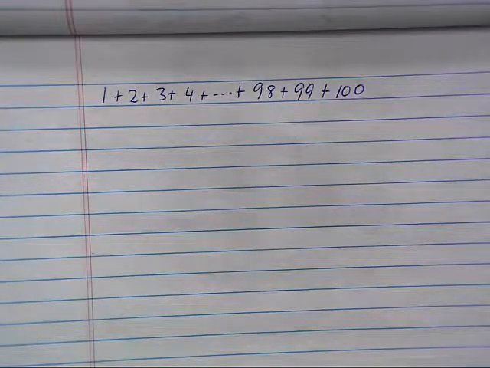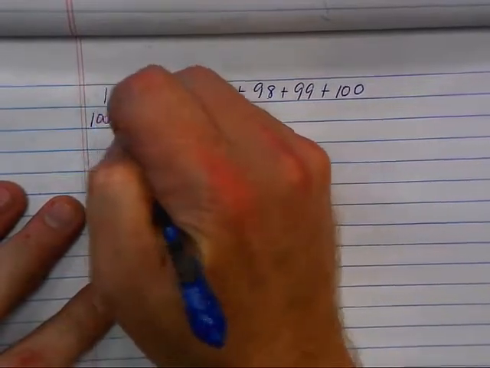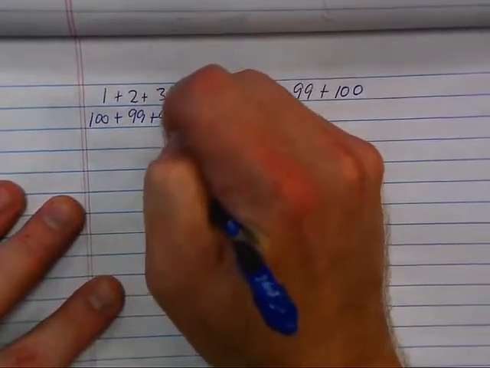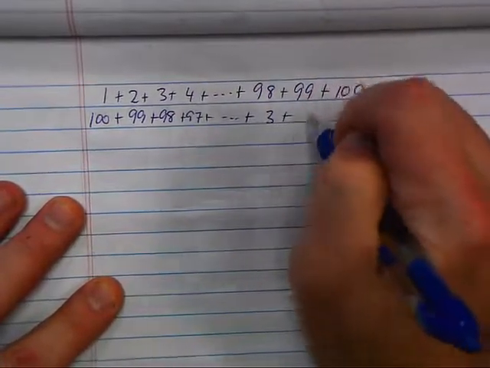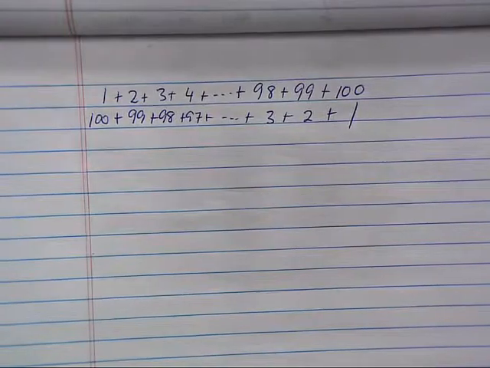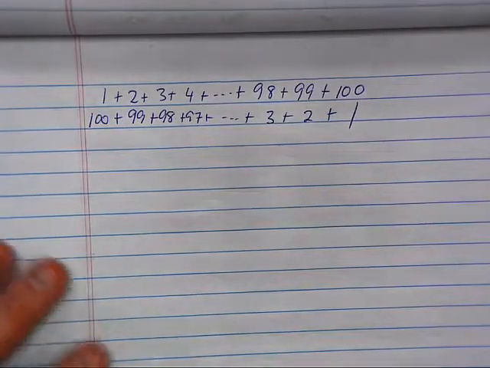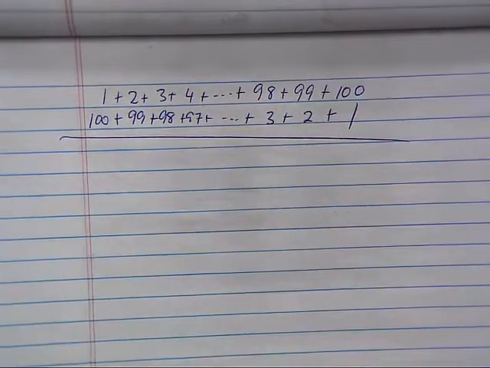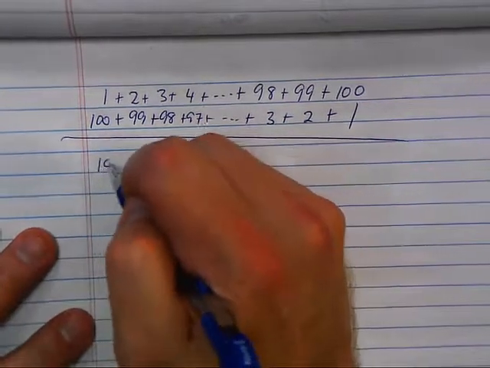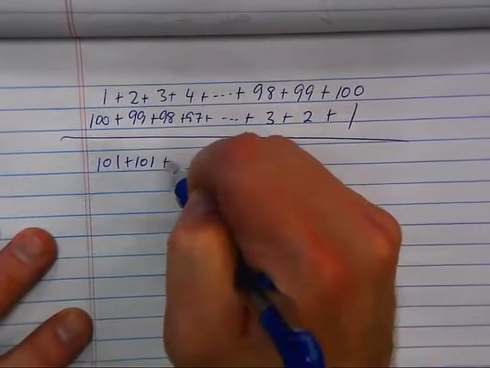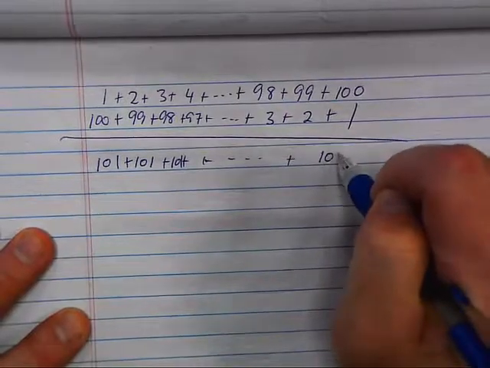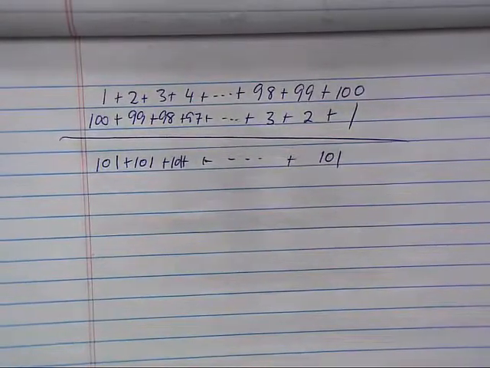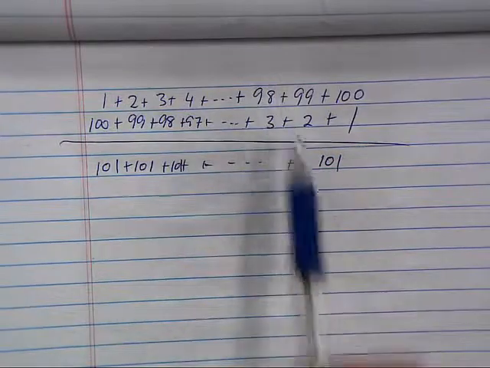Okay, so what the really clever student did is he wrote the same thing down again, but wrote it backward, like so. And then added them together. And what do you get when you add them together? You get 101 plus 101 plus 101. No, you actually get 100 of them, don't you? You were right the first time. You get 100 101s.